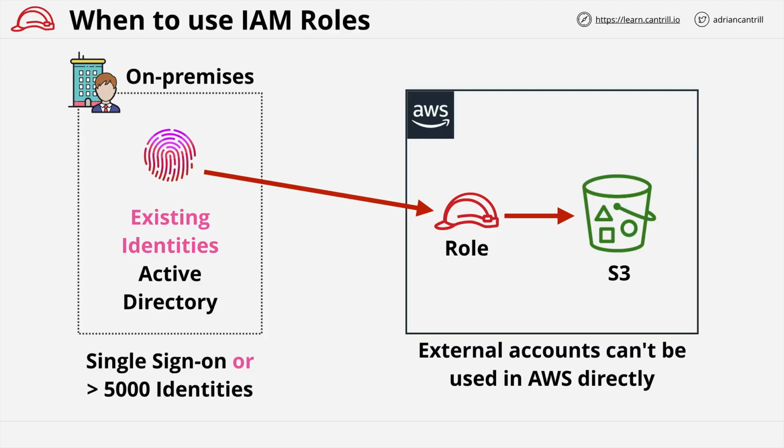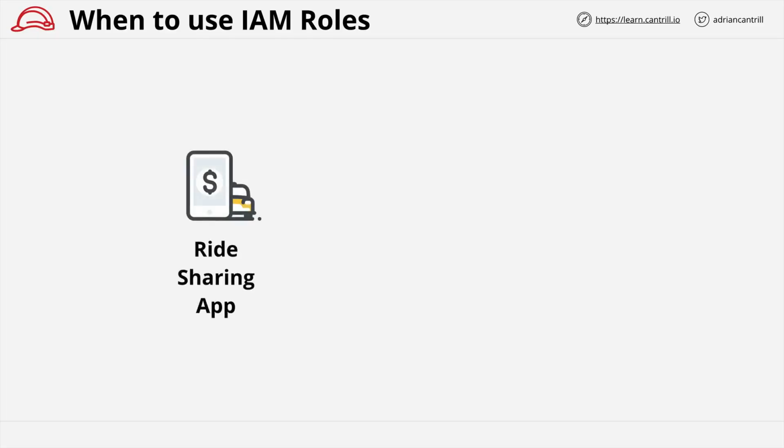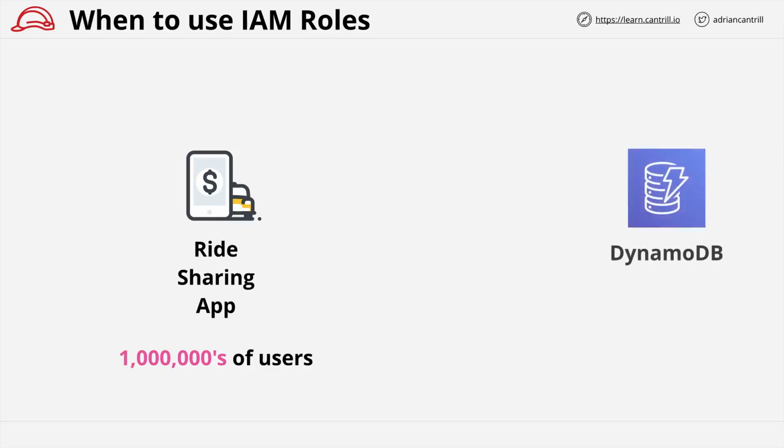Using a role in this way, so giving permissions to an external identity provider and allowing external identities to assume this role, is called ID federation. It means you have a small number of roles to manage, and external identities can use these roles to access your AWS resources. Another common situation where you might use roles is if you're designing the architecture for a popular mobile application. Maybe it's a ride-sharing application which has millions of users. The application needs to store and retrieve data from a database product in AWS such as DynamoDB.